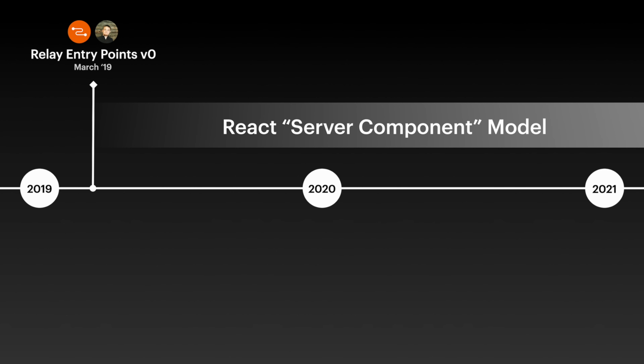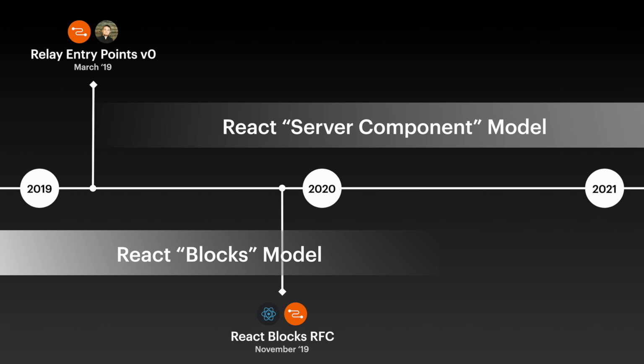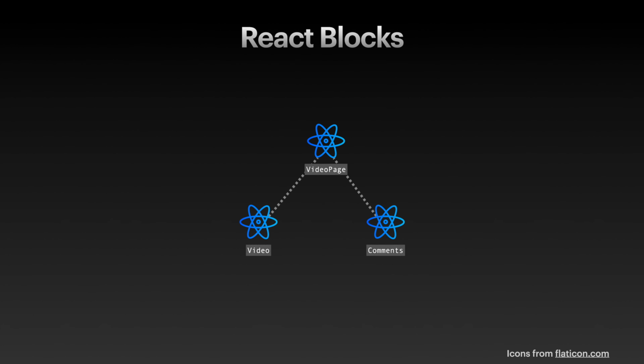After my departure, Relay entry points was pivoted to more closely resemble the React team's own vision, which had been revealed the following November, the blocks model. While the RFC was never publicly available, related details and examples were shared at React Conf 2019, links in the description below. Conceptually, React blocks were similar to using GraphQL and Relay.